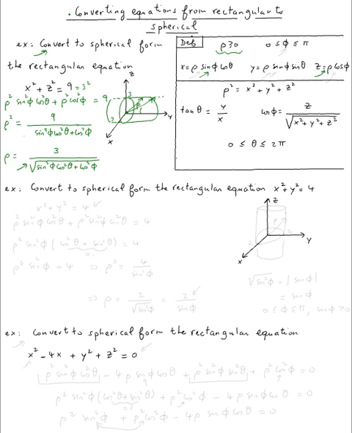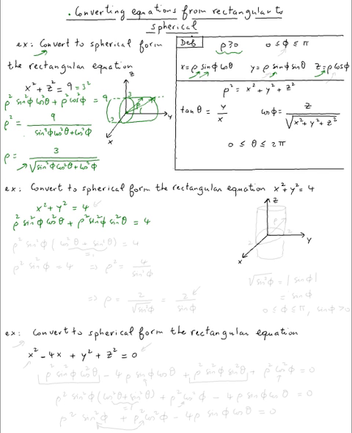Alright, next example. Convert to spherical form the rectangular equation x squared plus y squared equal 4. Same thing, we have x squared plus y squared equal 4. Again, we want only rhos, phis, and thetas. So again, my x is rho sine phi cosine theta. My y is rho sine phi sine theta. And don't forget it's squared, so I have to square everything.